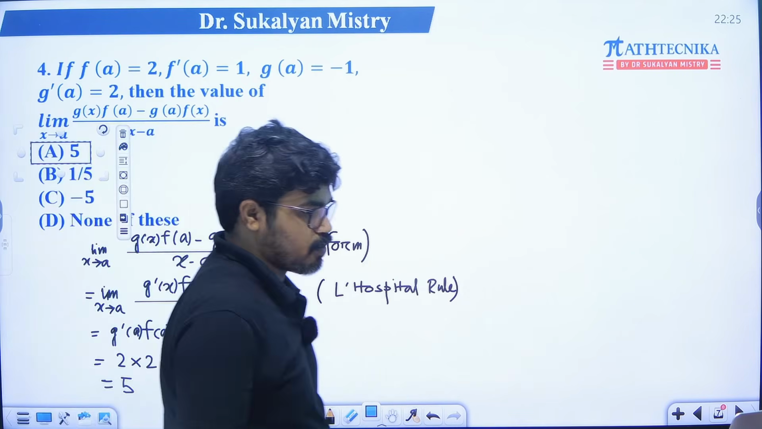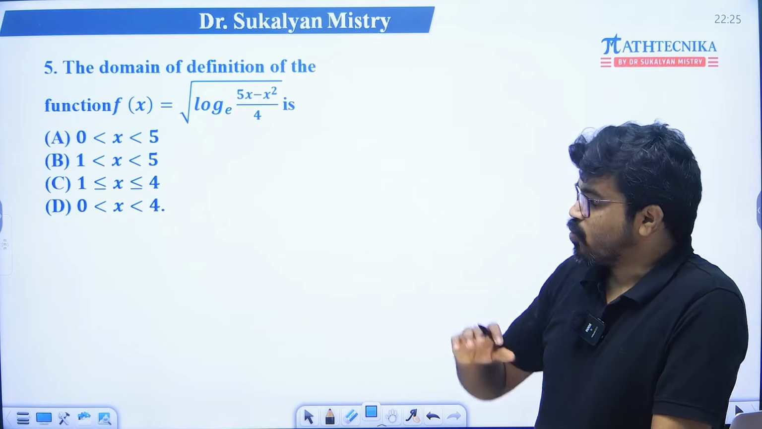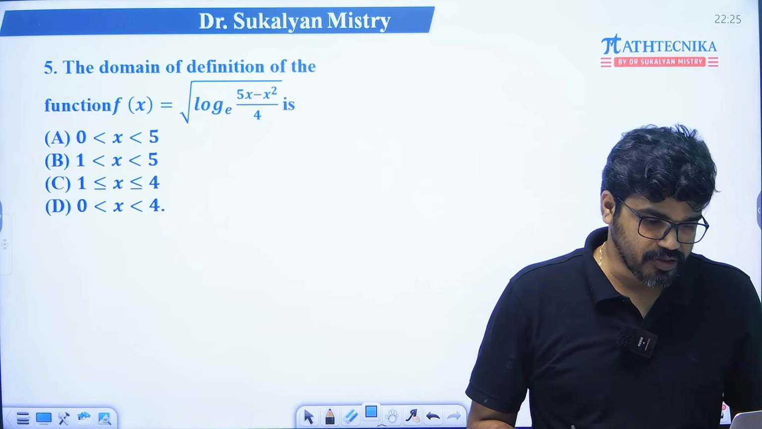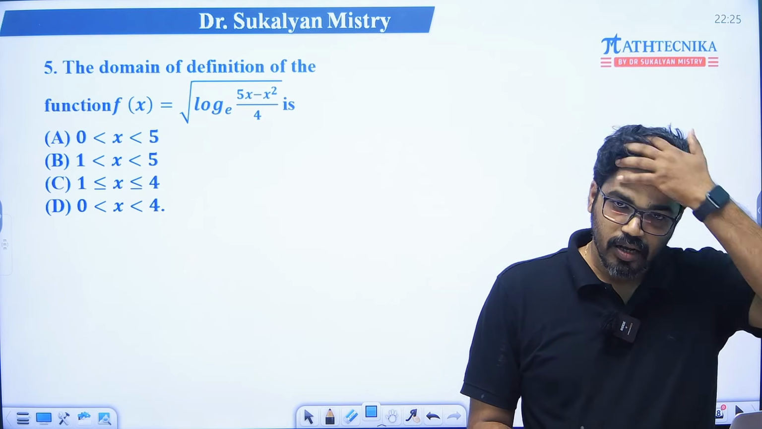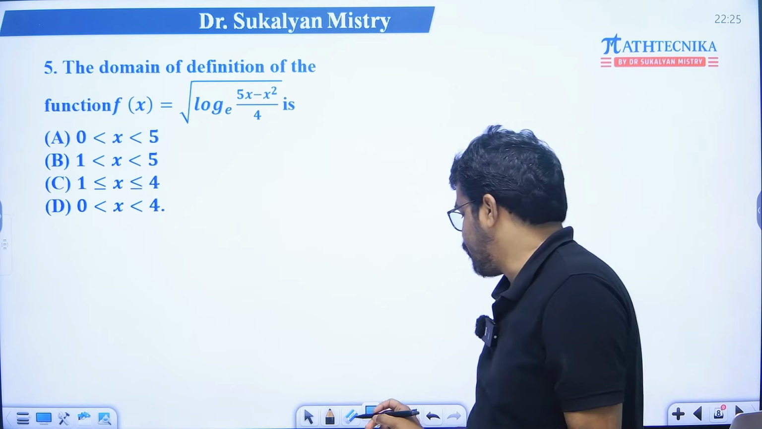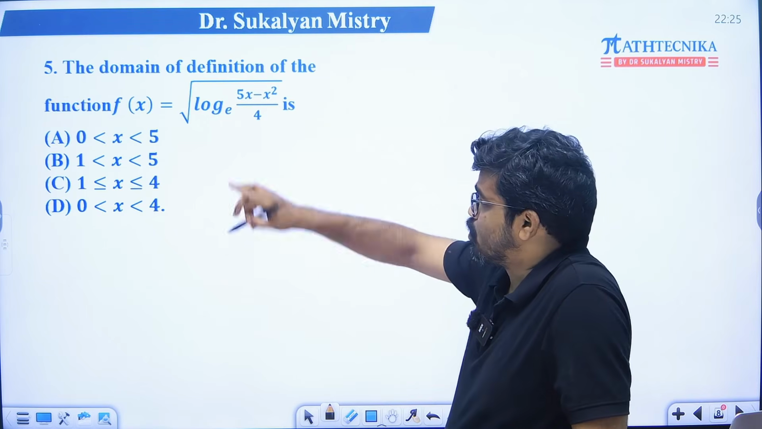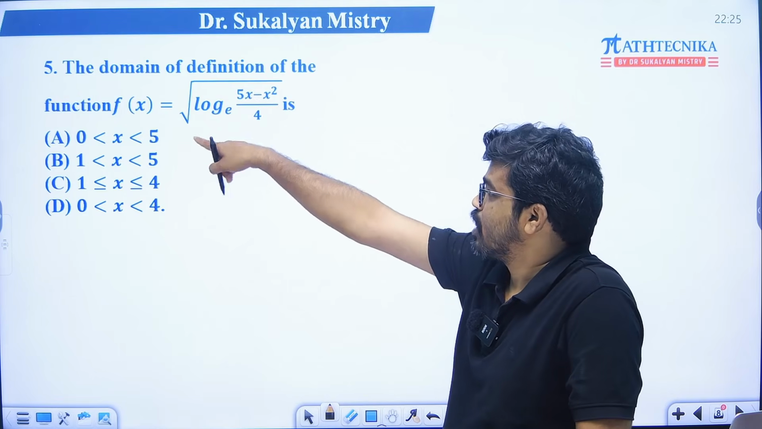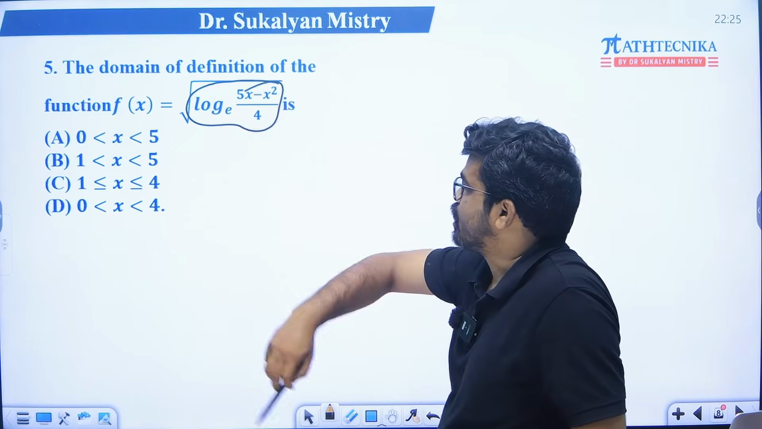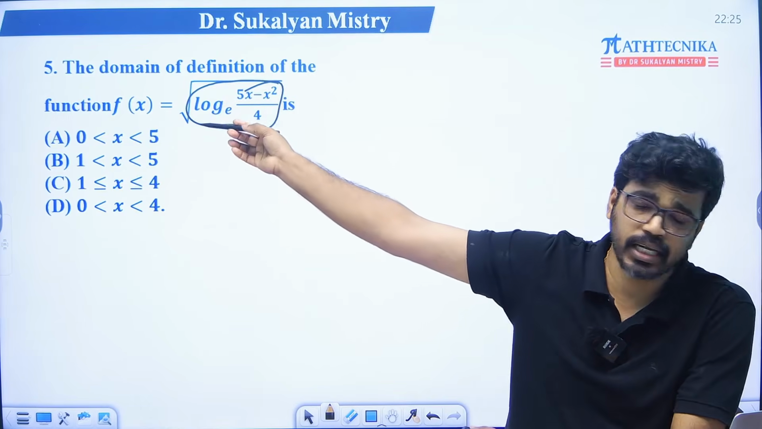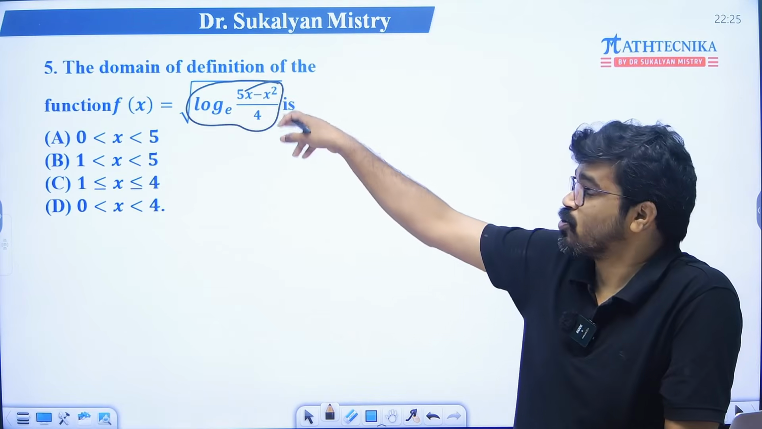Okay, so next problem. We have to calculate the domain of this function. Here it is given that f(x) is this, the square root of this term. So f(x) is defined when this term is non-negative. If this is greater than 0, then f(x) is defined. If negative, the root gives an imaginary part.